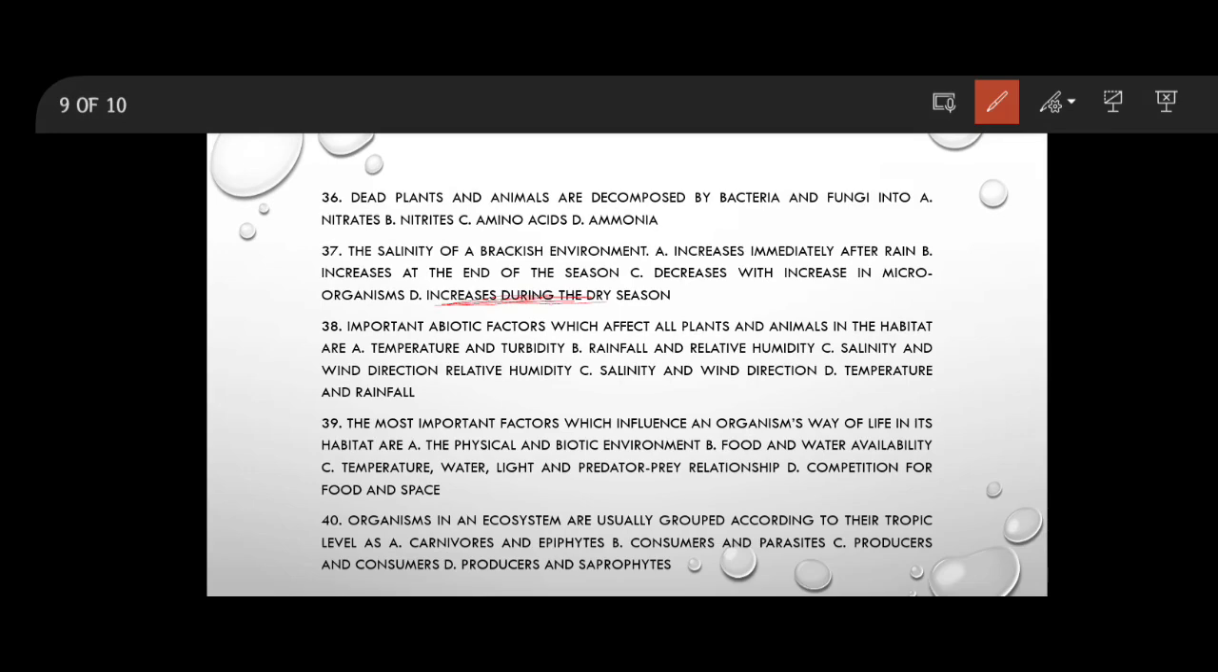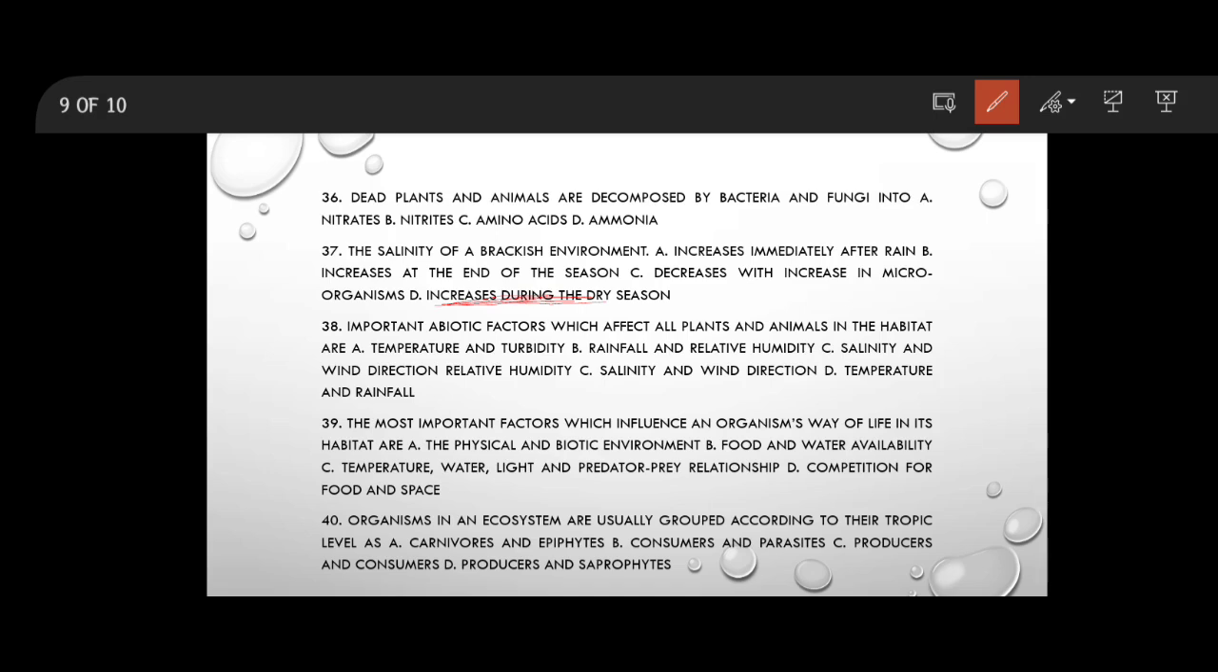Important abiotic factor which affect all plant and animal in the habitat are dash. We have temperature and turbidity. Although temperature affect all organisms, turbidity only affect organisms in aquatic environment. So option A is wrong. Rainfall and relative humidity. Although rainfall affects all organisms in all habitat, relative humidity varies with location, thereby limiting its influence on organism. Which makes it wrong.